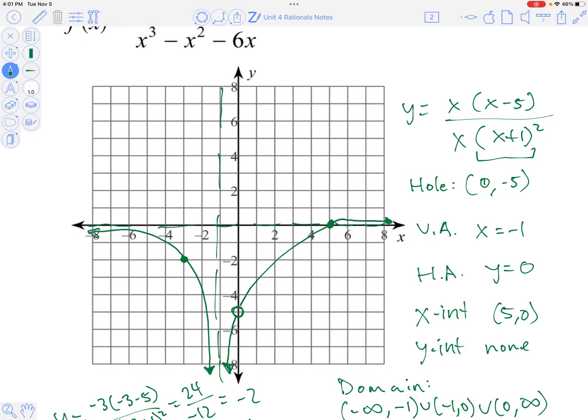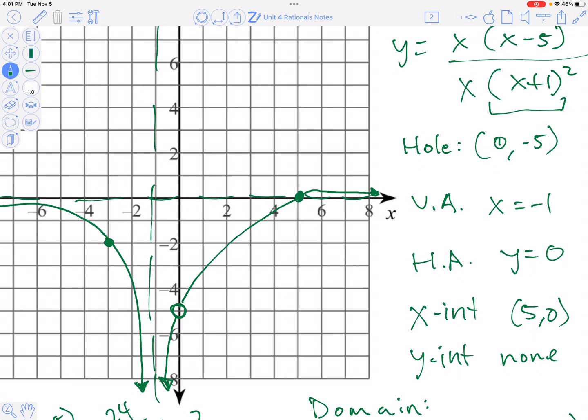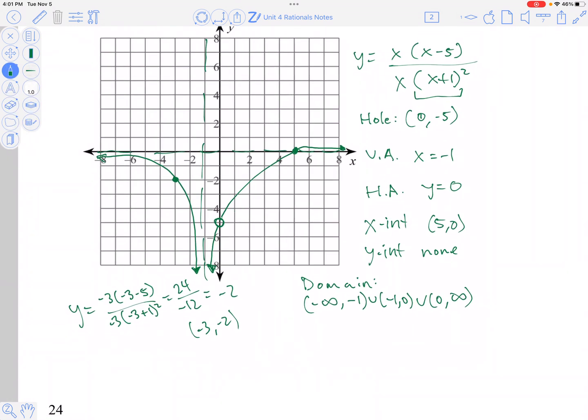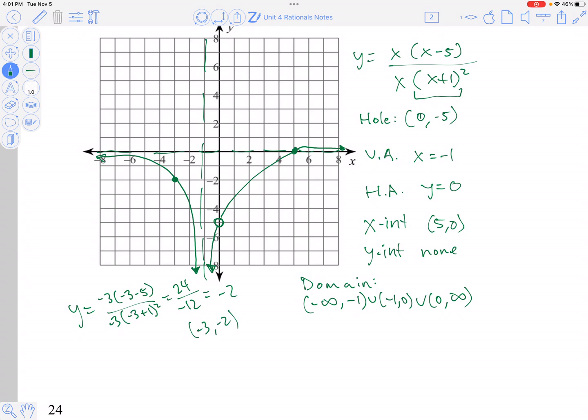Now, if I wanted to clean this up, I could have found a few more points to make it nicer, but that's all you've got to do. If you want to double check any of these, like I said, just plug in the values. And that's what it should look like.